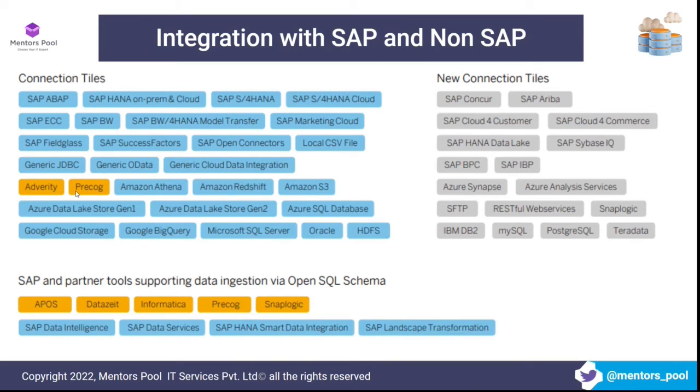And among the popular non-SAP sources, it can connect to Google BigQuery, Amazon S3 bucket, Azure SQL database, Oracle database, and Hadoop, right? It can also connect to IBM DB2, MySQL, PostgreSQL. So it can pretty much connect to a lot of things directly out of the box. And there are also third-party connectors which further extend this connection capability.